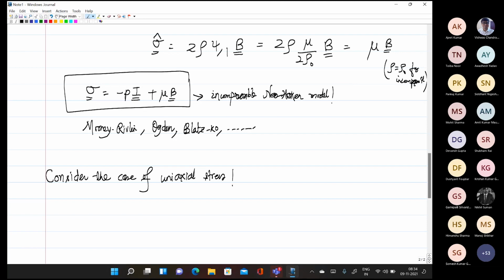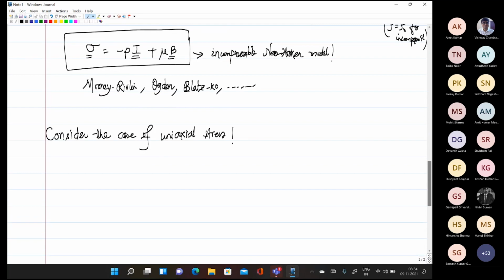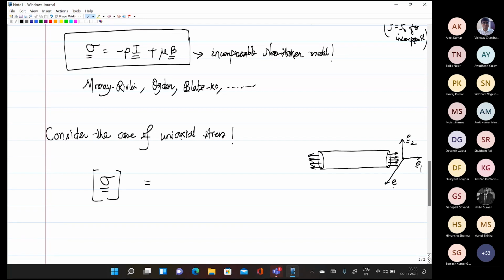Okay. So now what is the state of stress in case of uniaxial stress? If I ask you what will sigma look like? Sigma matrix. So suppose you have this beam and I am pulling it along its axis. Let us say this is E1 and the transverse directions are E2 and E3. So you are homogeneously pulling it.